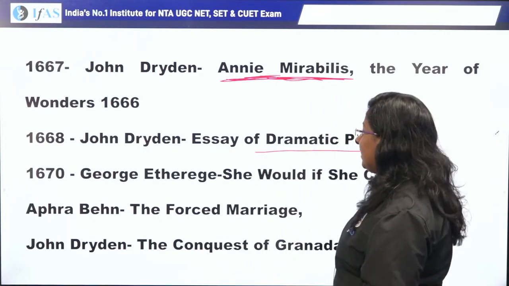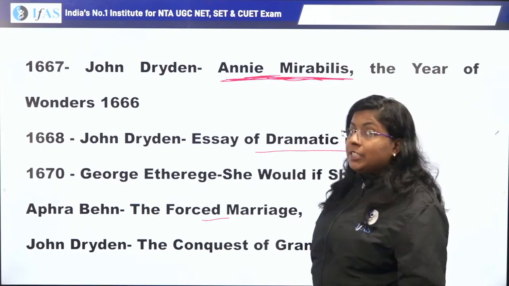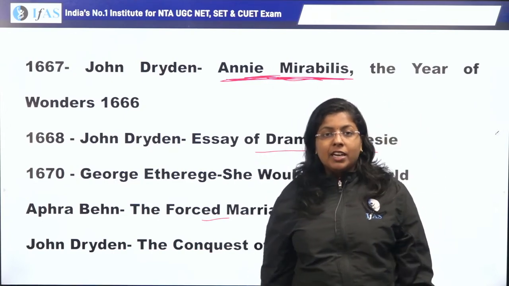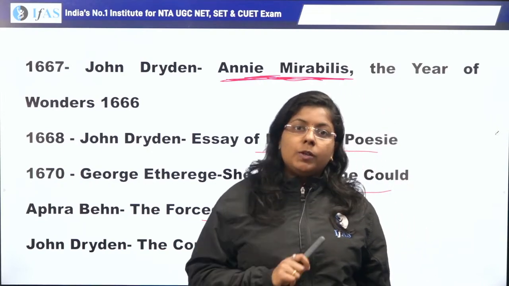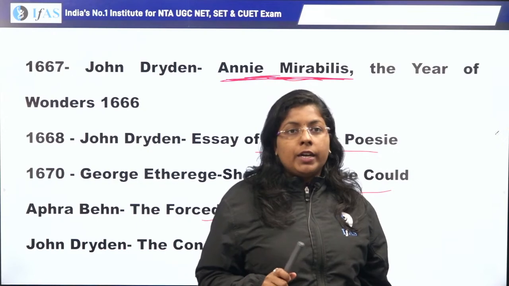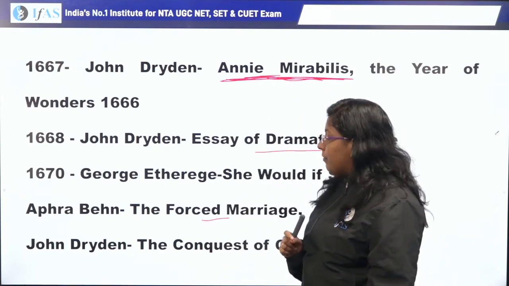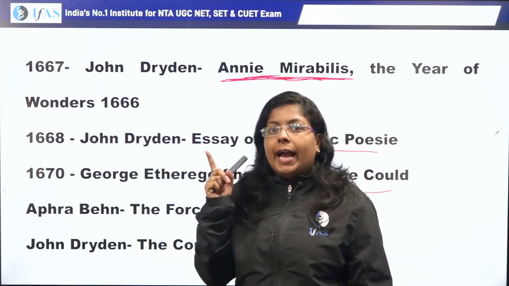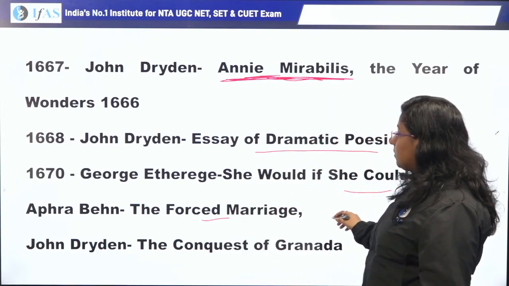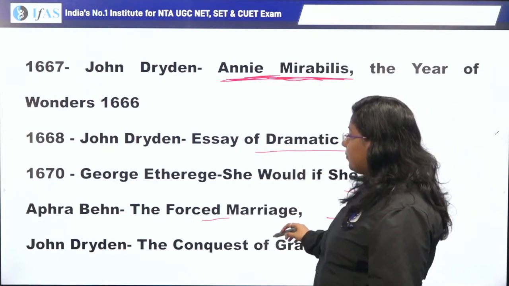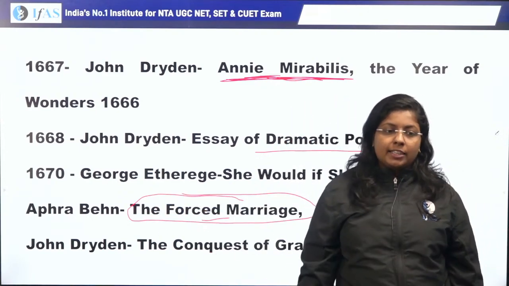So that's all about George Etherege. In 1670, he published his work, She Would If She Could. Then Aphra Behn. What is the importance of Aphra Behn? She was the first woman writer to be completely established in the literature field, in the writing field, right? We saw Aphra Behn's Oroonoko and other literary works in the previous session. Okay. Aphra Behn, The Forced Marriage, is also published in 1670. Okay. The Forced Marriage.